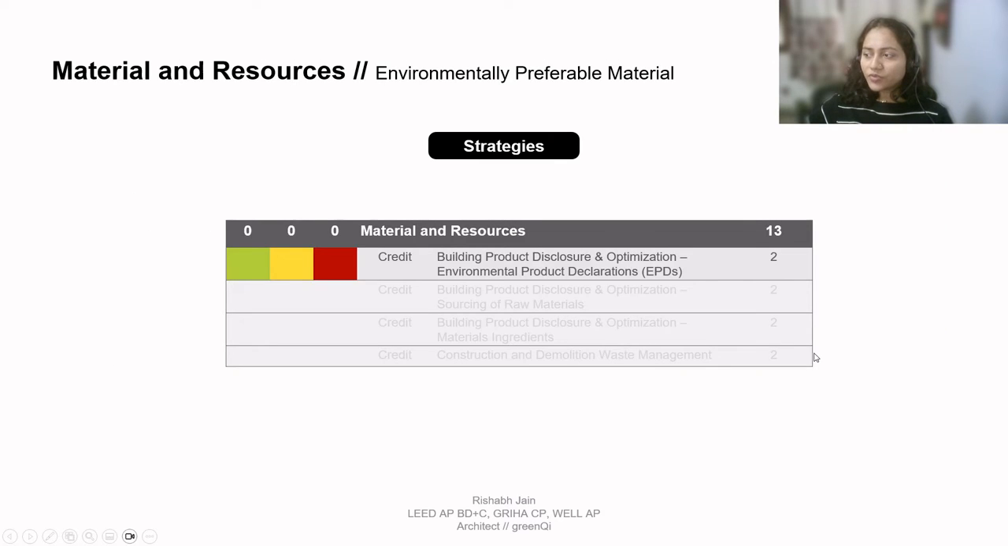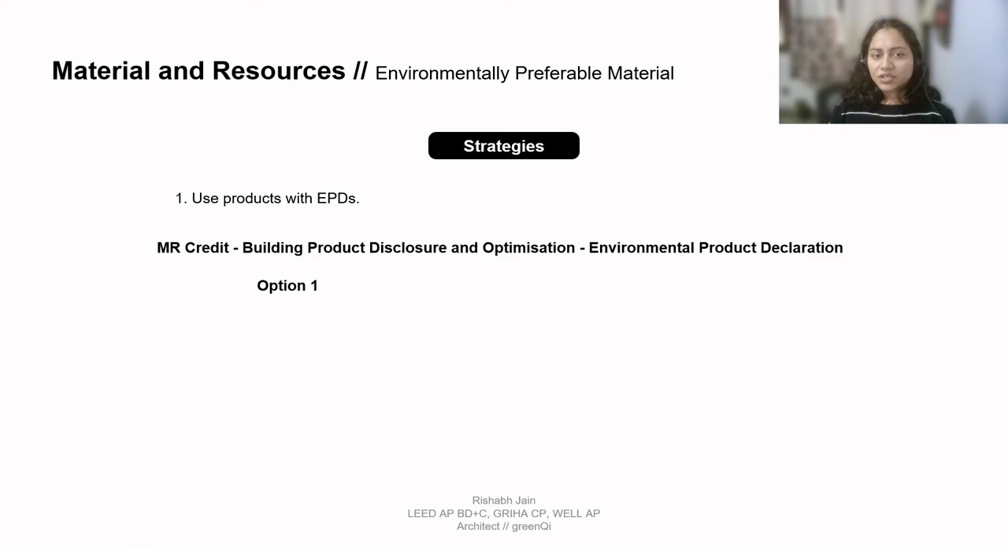And so moving into the credits for materials and resources, we have the first one, which is building product disclosures and optimizations. This talks about environmental product declarations, EPDs, which has 2 points. The requirement of this credit is simply to use EPDs. So basically use products that have EPDs or have product declarations.